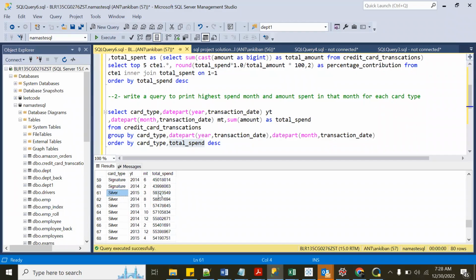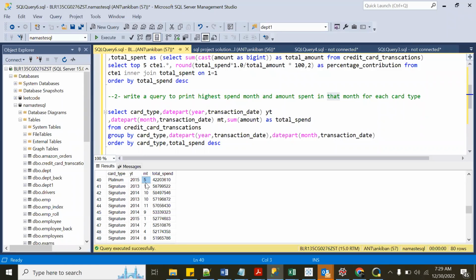So what should I do here? We have to select card type and maximum of total spend, then group by card type, and again use a join between the two CTEs. We can do ranking also. If you look at the question, write a query to print the highest spend month and amount spent in that month. If I take max, I will not get year and month. So in CTE2 we are taking card type and maximum of total spend and doing a group by card type.